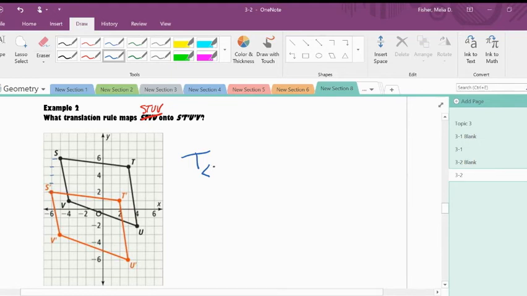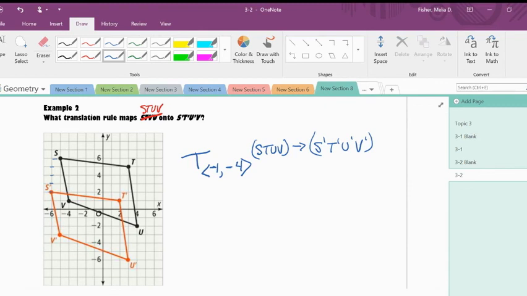Left and right change was over 1, and then we went down 1, 2, 3, 4. So we went left 1 and down 4. STUV translated to S prime, T prime, U prime, V prime. So that was the rule, and it works the same for all of the points. If you wanted to check, V moved 1 left and 4 down, T moved 1 left and 4 down, U moved 1 left and 4 down. They all did the 1 left and 4 down.